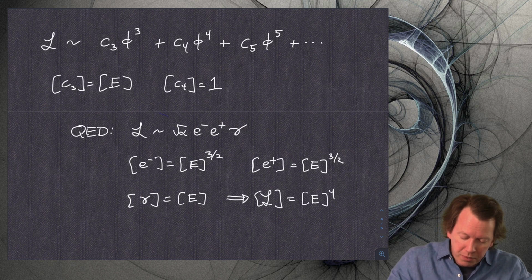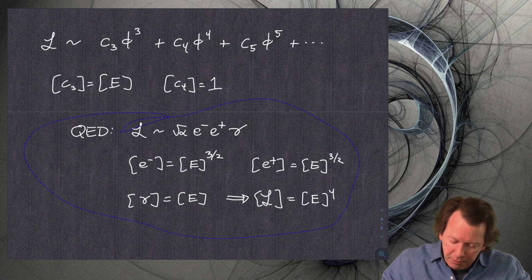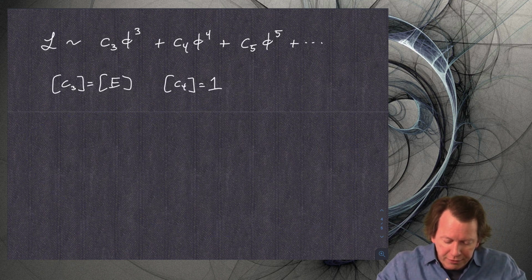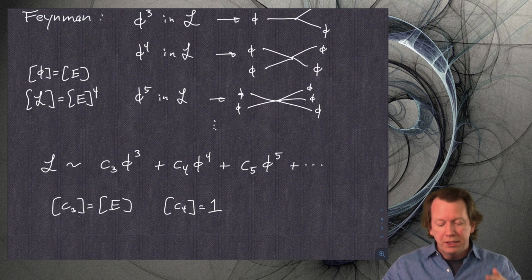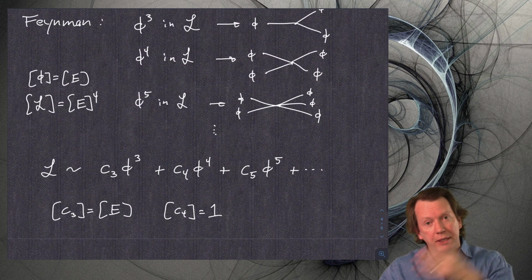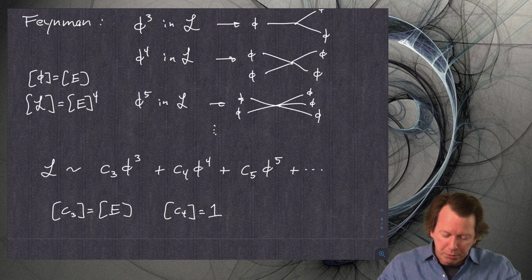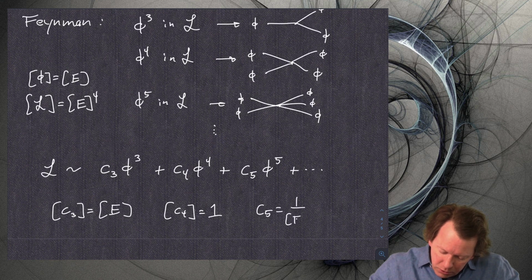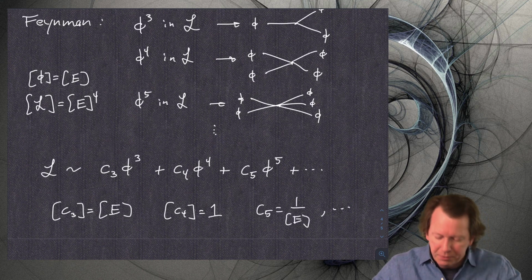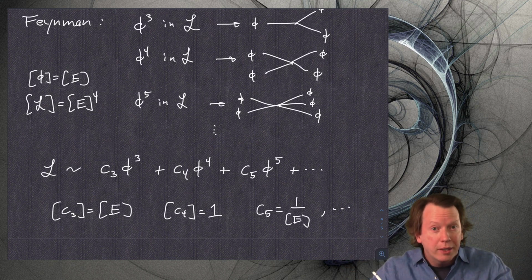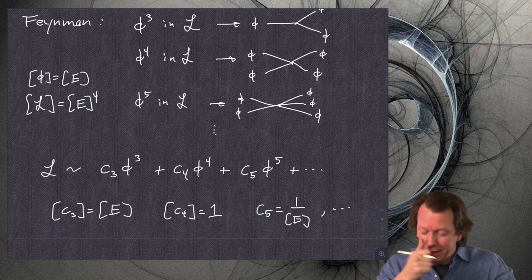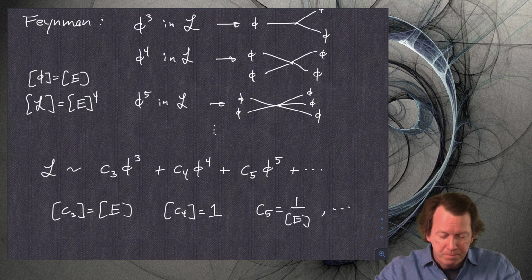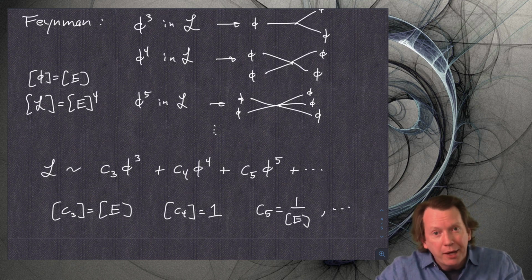Good for us. But now we're doing this scalar field theory, constructing it from scratch. And so the coefficient of phi to the fourth, like alpha, is just a natural number. It has no dimensions. But C5 has units, and the units are 1 over energy, and so on. C6 would be 1 over energy squared. C7 would be 1 over energy to the 3rd, etc. Okay? So you can see the pattern.